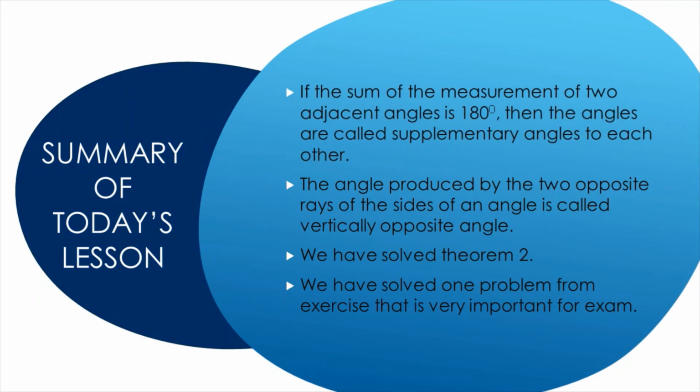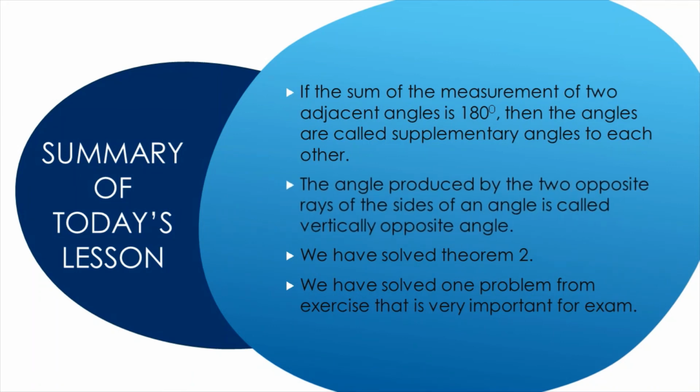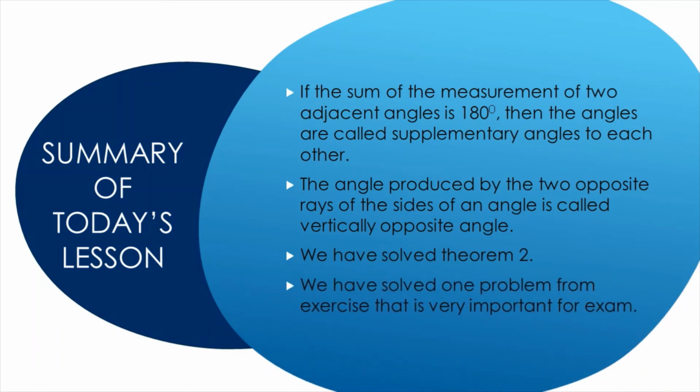If the sum of the measurements of two adjacent angles is 180 degrees, then the angles are called supplementary angles to each other. And the angle produced by the two opposite rays of the sides of an angle is called vertically opposite angle. After that, we have solved theorem number 2. And lastly, we have solved one problem from the exercise that is very important for exam. And this is the summary of today's lesson.